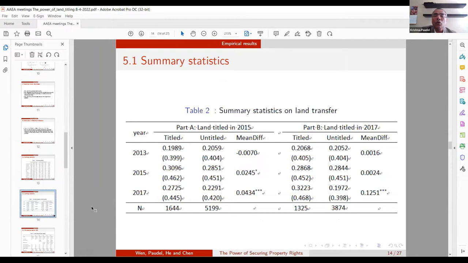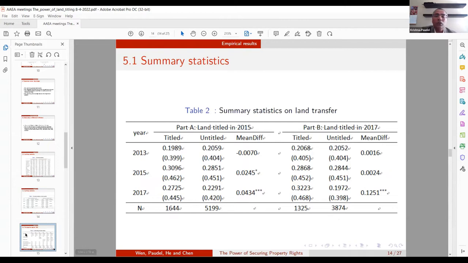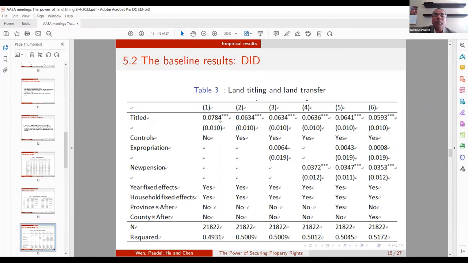So we look at a different situation here, looking at 2013, 2015, and 2017. We have 3 years of panel data, and the mean difference between title and non-title farmers here, as you can see, is different. So now I go to the effect of land titling on land transfer. Basically, column one has just the land titling, with few control variables, but not all. And look at column six, about 0.0593 or 0.0641, depending on what control variables you look at, but about a 6% difference in land transfer.